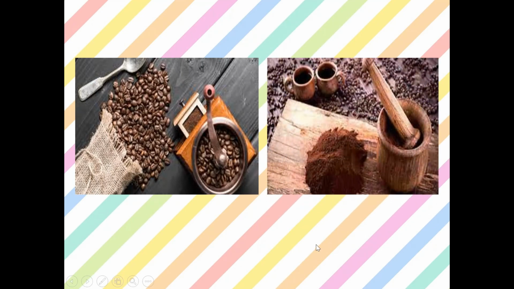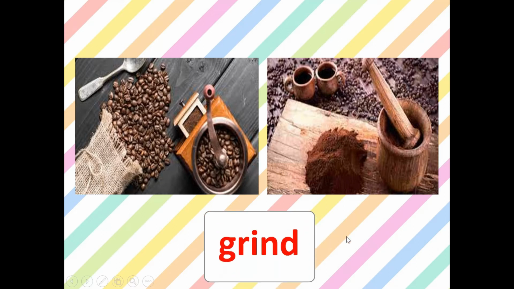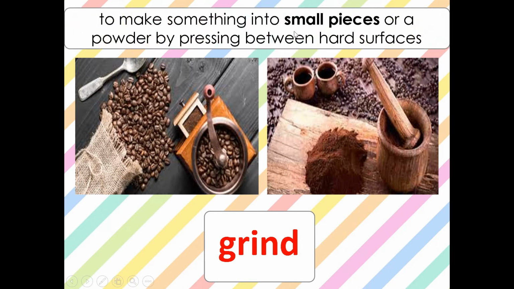Look at the pictures. We have coffee here. This machine, we use it for making coffee. When you use this machine, it turns the coffee into powder. So to make something powder or small pieces, we call it grind. So we grind coffee with this machine to make it powder so that we can add it to the water. So to make something into small pieces or a powder by pressing between hard surfaces, this is grind. يطحن.